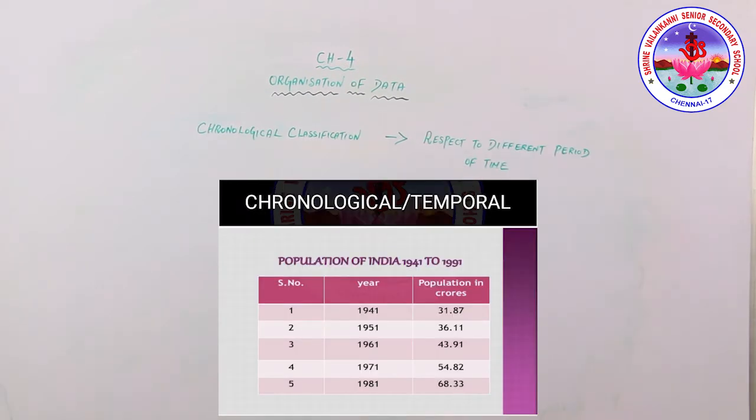Let's move to the second method of classification, chronological classification. What is chronological classification? When the data is classified with respect to different periods of time, this type of classification is known as chronological classification. In the example, I have given you the population of India from 1941 to 1991 for different years. From 1941 to 1981, the population increases, which is denoted in the form of different periods of time. This type of classification is known as chronological classification.